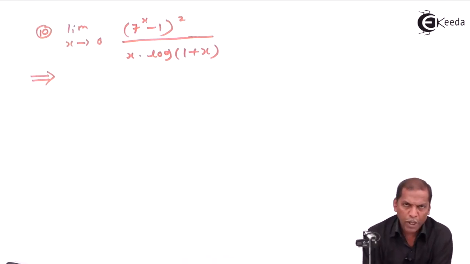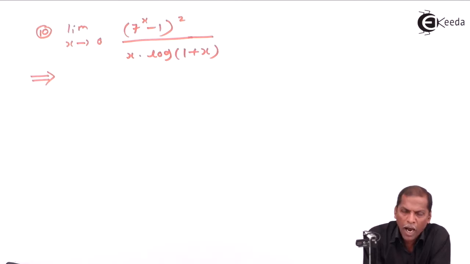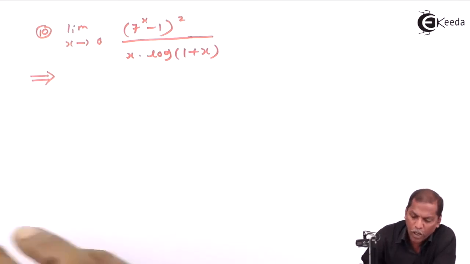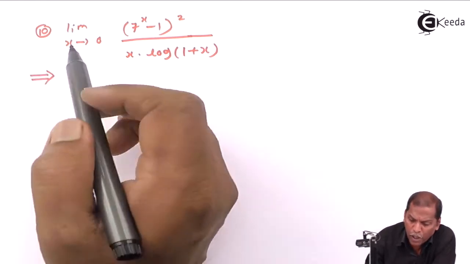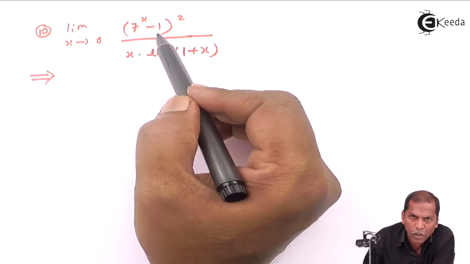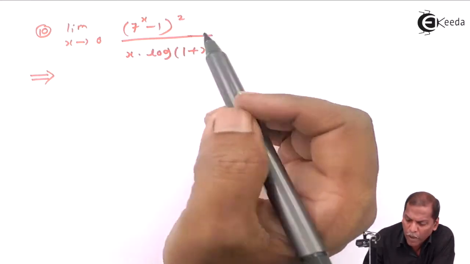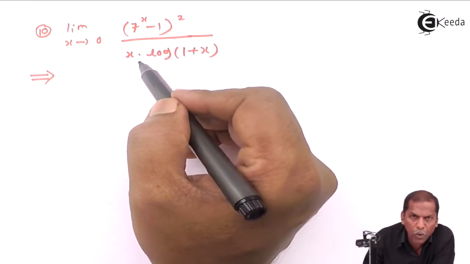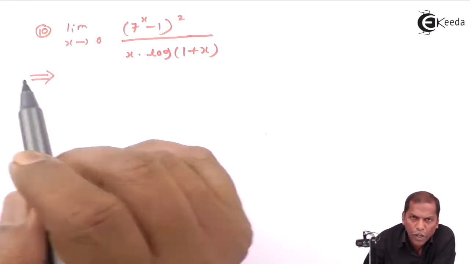Hello friends, now we see problem number 10, which is also based on limits of exponential function and logarithmic function of the chapter Limits. Problem number 10 is: limit as x tends to 0 of (7^x minus 1) whole bracket squared upon x into log of (1 plus x).